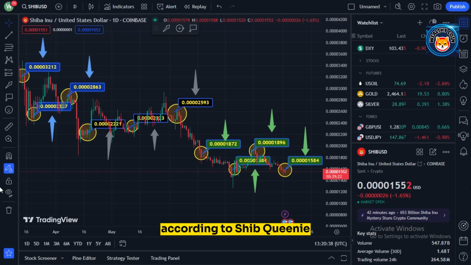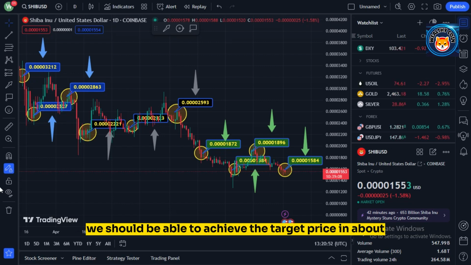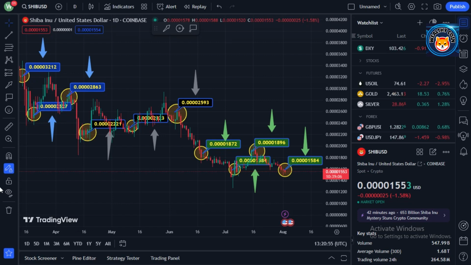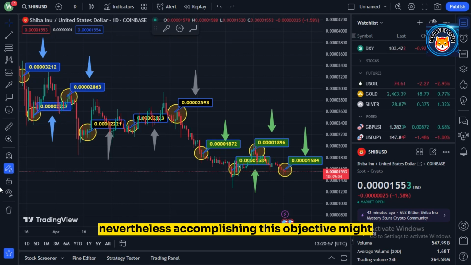According to Shib Queenie, a moderator on the Shiba Inu Discord, the potential yearly burn of Shib tokens through the ShibaSwap portal and the forthcoming Shibarium Layer 2 solution might reach 88.8 trillion. Following this forecast, we should be able to achieve the target price in about 6 years. Nevertheless, accomplishing this objective might not be as simple as it appears. Aiming to burn 90% of Shib tokens is an unachievable aim.